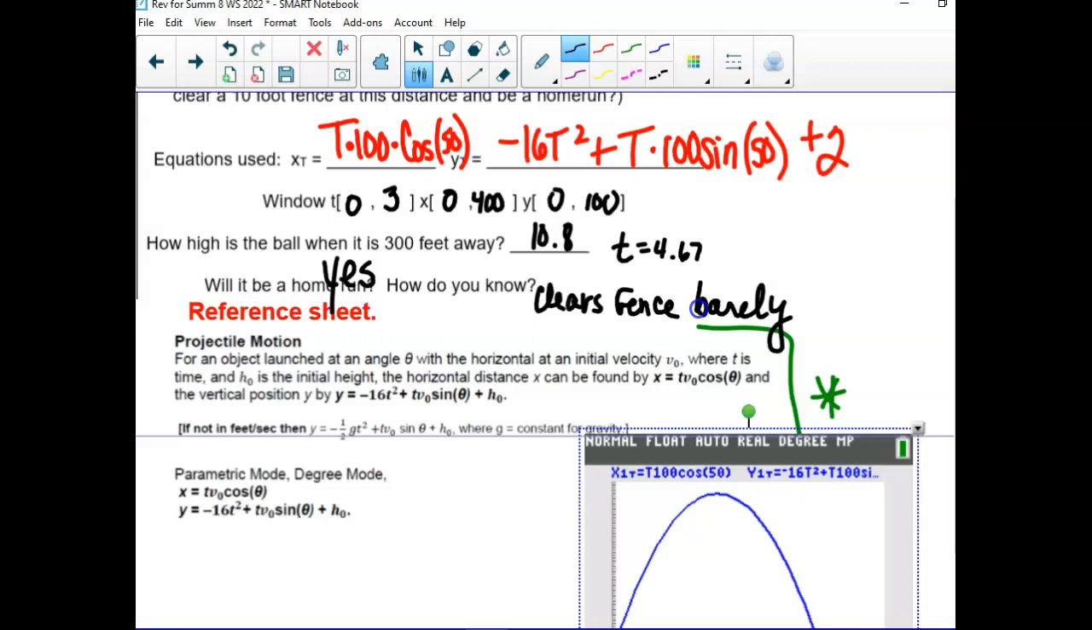Any questions about how we did that? Okay. The part at the end where you had to try some closer amounts of time, I don't think that's going to be an issue on the quiz. If you're close, you'll be fine.